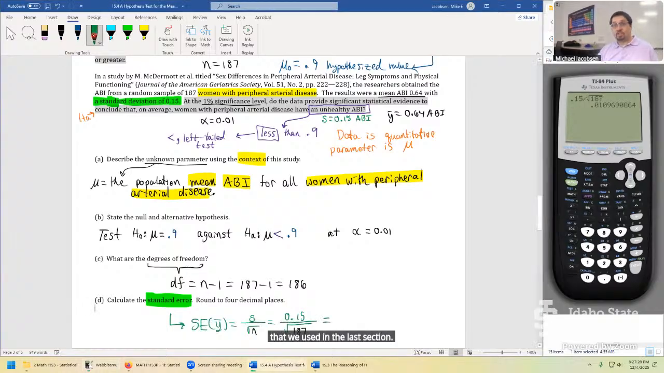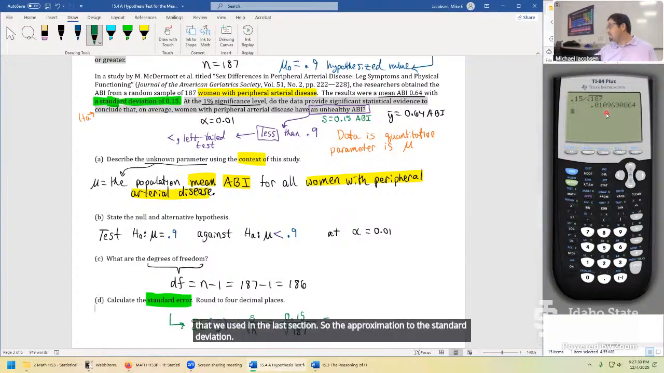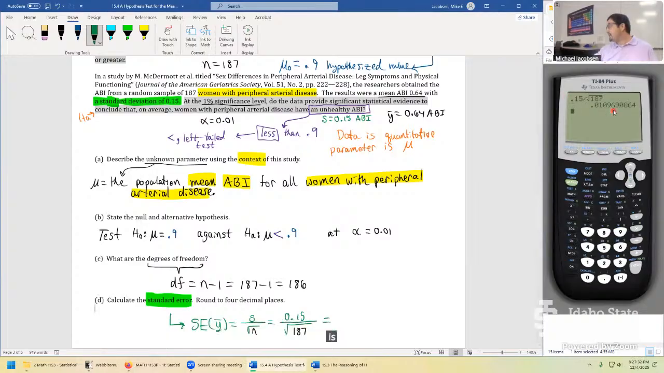So the approximation to the standard deviation is 0.0196. That rounds with carry. That seems to happen a lot. Rounding with carry, we get 0.0110. Does that look all right to folks on that last bit there?